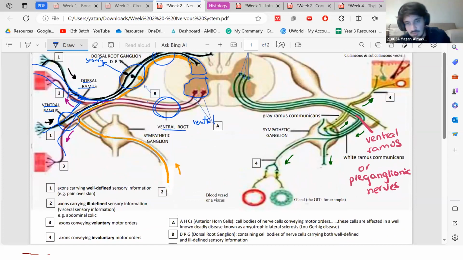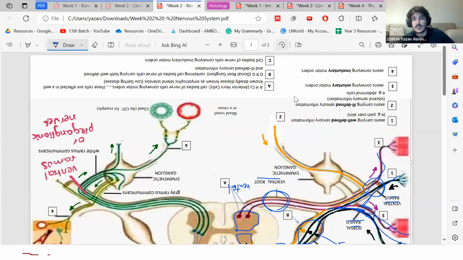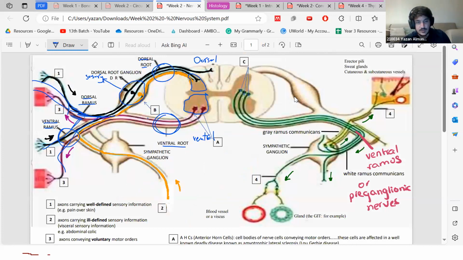What else do you want me to explain? I'm also not sure about the sympathetic ganglion and the preganglionic, the one in orange and green. Okay, so the sympathetic ganglion. What happens is that we also have this lateral gray horn. Okay, this lateral gray horn.